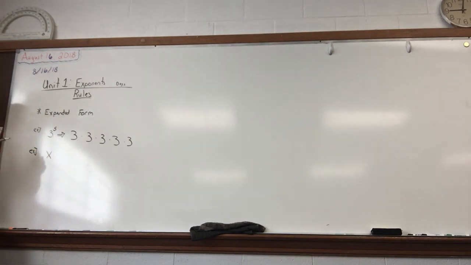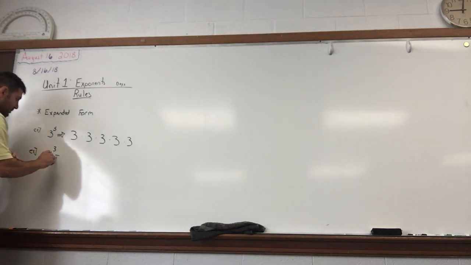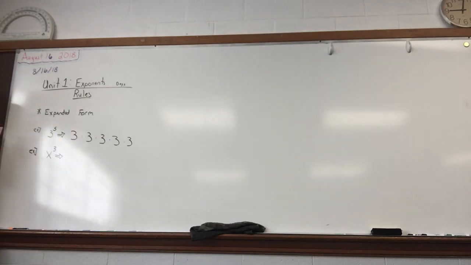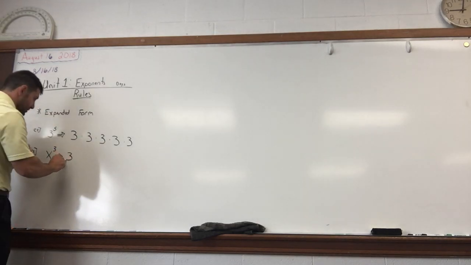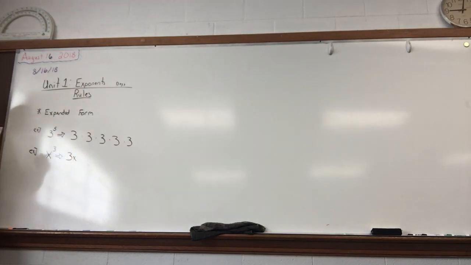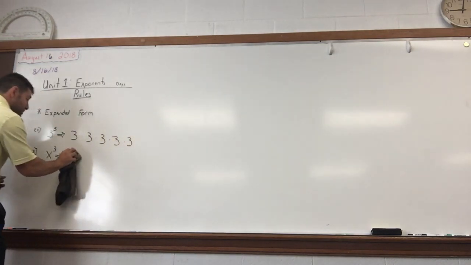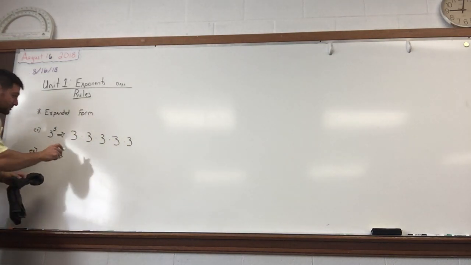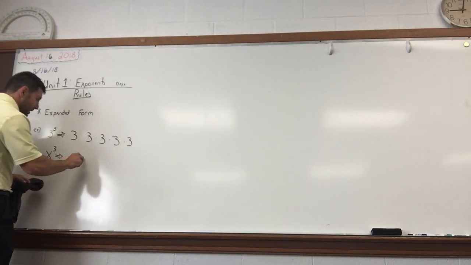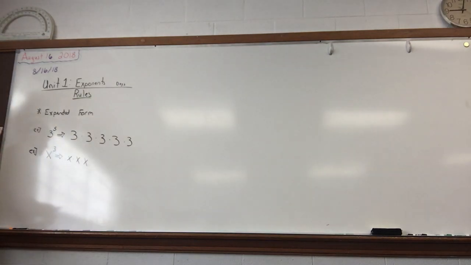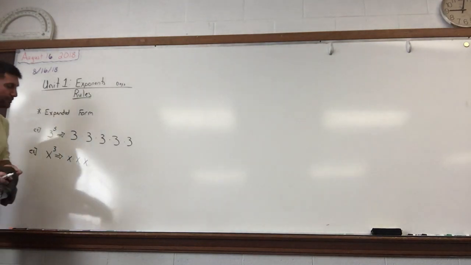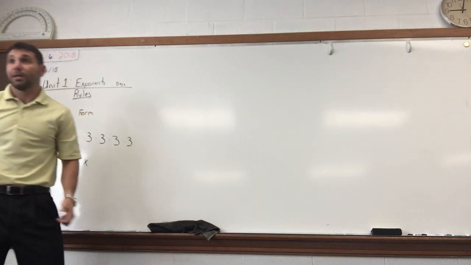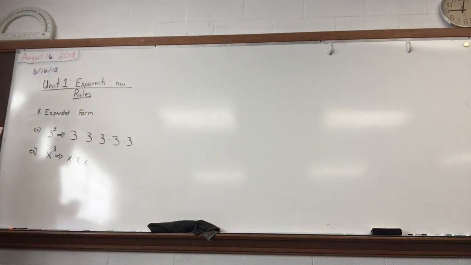If I say, take x cubed to expanded form, what am I going to have? 3 x's. Okay, so 3 x's. So this? Is that what I'm going to have? No. No, okay. Then, so be a little bit more specific. What am I going to do? X times x. Good. X times x times x. Okay. That's expanded form. That's important.